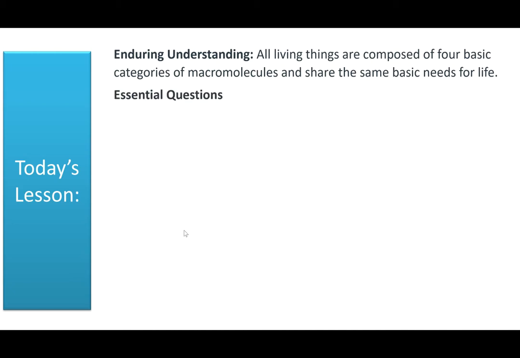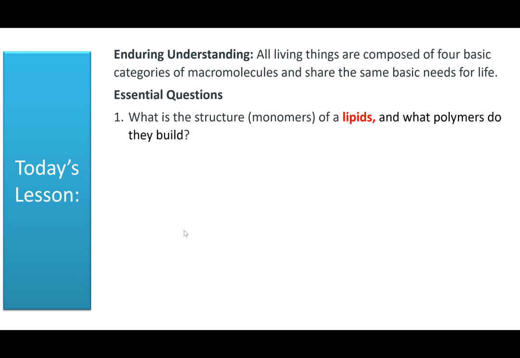So, our essential questions for today: what is the structure or the monomers that compose lipids, and what are the polymers? What do the polymers build? Wait, I can read. What is the structure, monomers of lipids, and what polymers do they build? Got it. What reactions create and break down lipids?